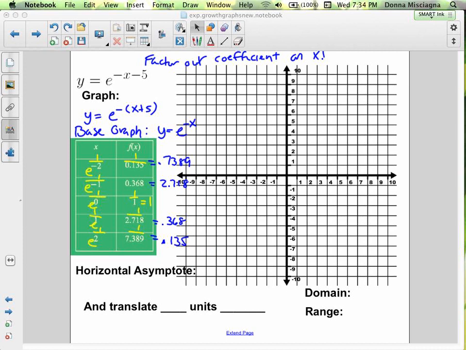All right, so we have our values, and it's almost the same as the base graph. It's just reflected over the y-axis because it's now decay. So this one was decay as well. All right, so let's first of all graph the horizontal asymptote.